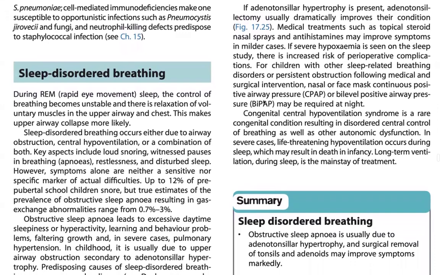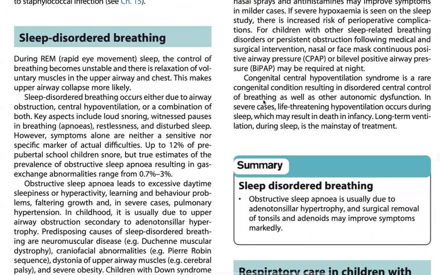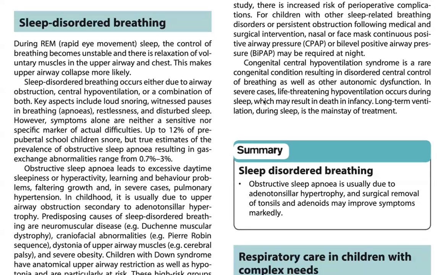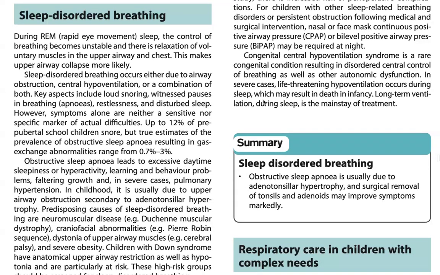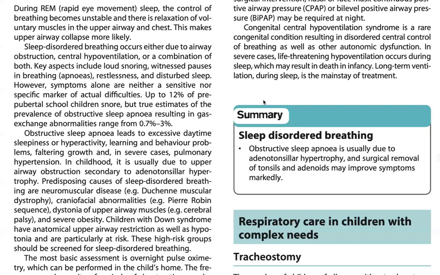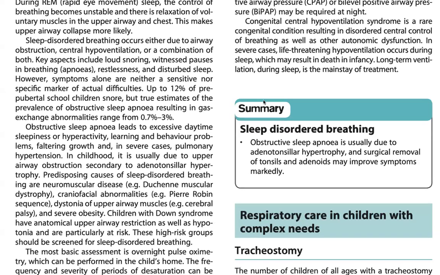Sleep disordered breathing: during REM, rapid eye movement sleep, the control of breathing becomes unstable. There is a relaxation of the voluntary muscles of the upper airway, which makes upper airway collapse more likely. Sleep disordered breathing occurs either due to airway obstruction, central hypoventilation, or a combination of both.